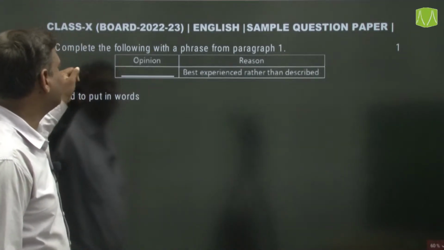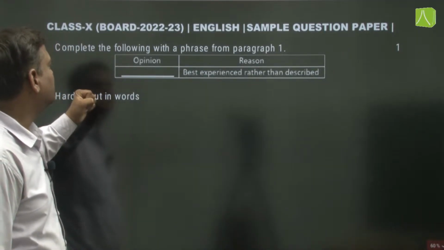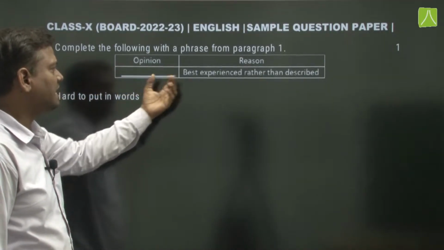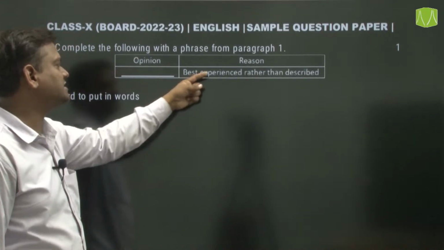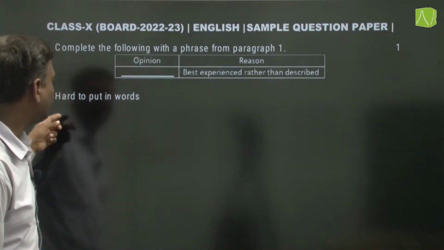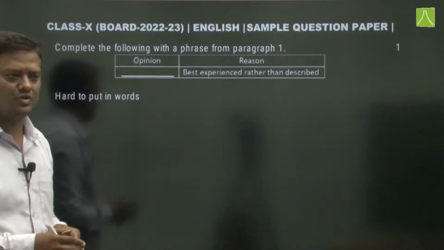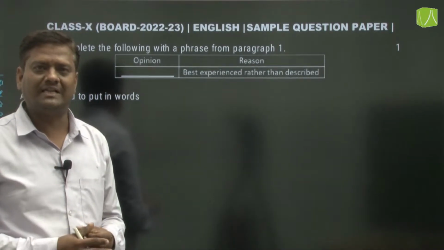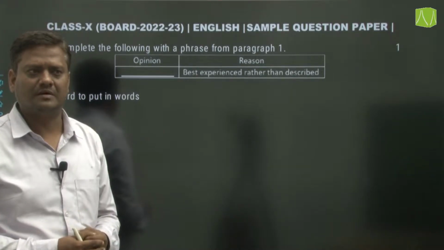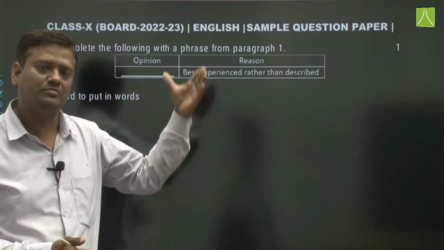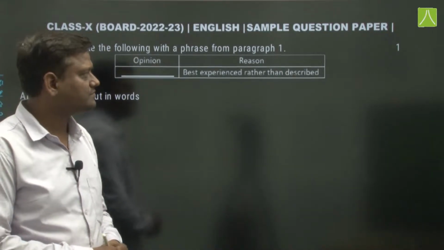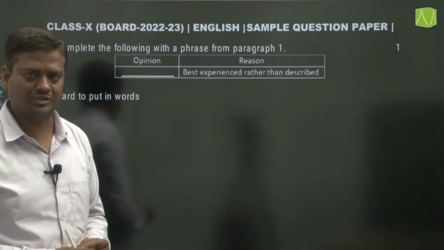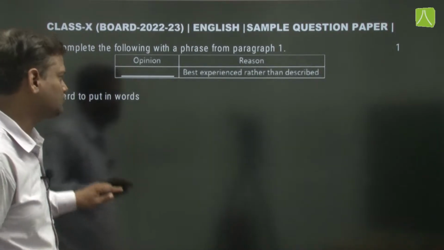Like here we have a subjective question where you are to complete the phrase that has this type of meaning: best experienced rather than described, answer is hard to put in words. So questions can ask for a synonym, antonym, opinion, or some detail from the given paragraph. So these type of questions, total 10 questions, we will see in passage 1, objective plus subjective.